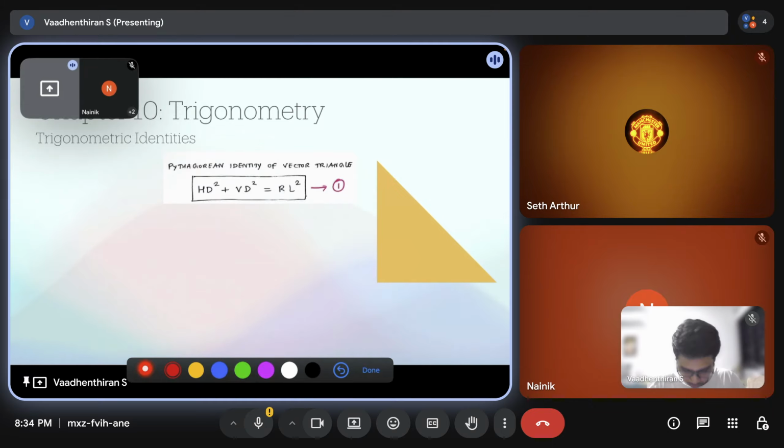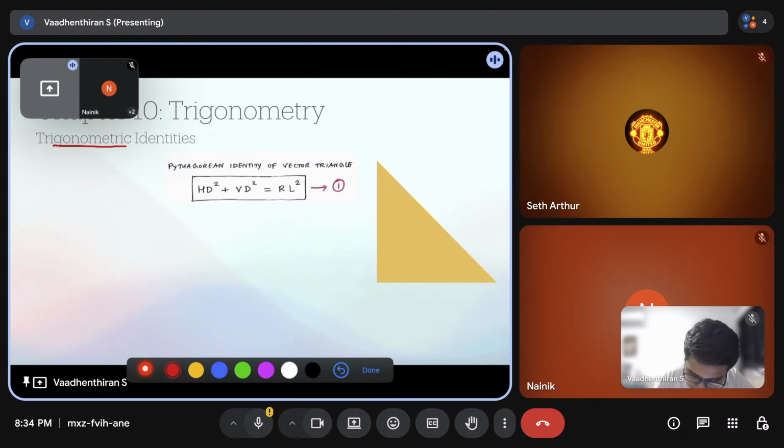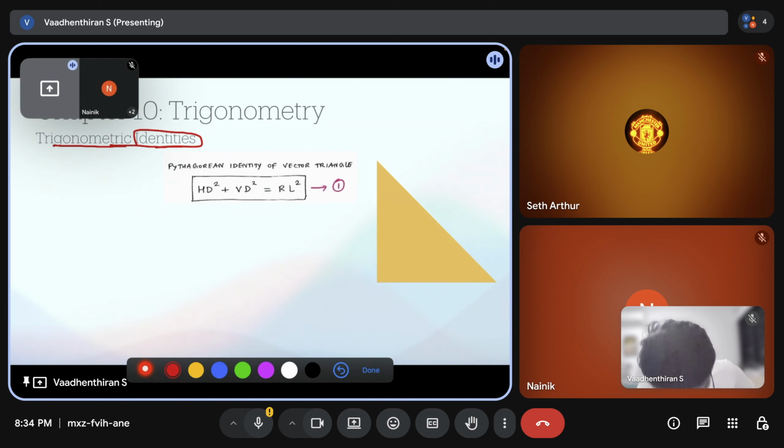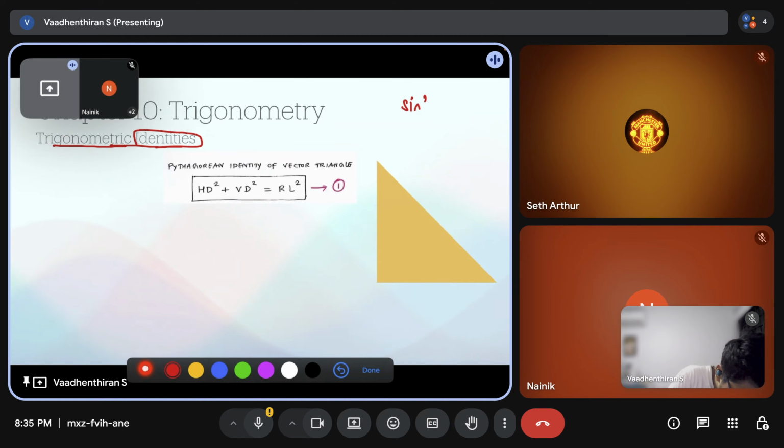Then we will go on to identities. There are three main identities you need to know in the IGCSE syllabus. Do you feel any difficulty in remembering them, or are you fine with it? I'll just write them down. Sine squared theta plus cos squared theta equals 1.